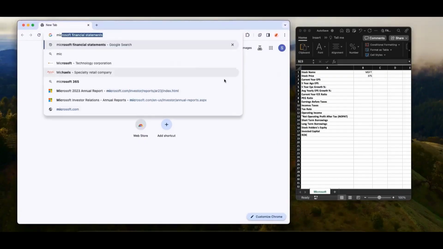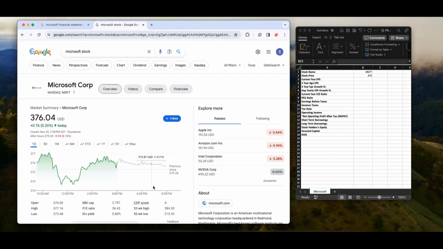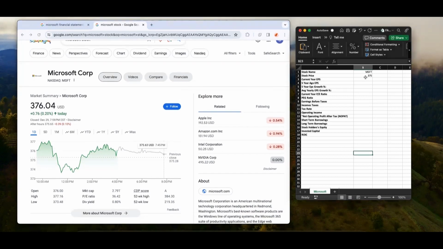So we need all this information for Microsoft. What is the stock price? We can search here. Here the current price is 376. We would round it up.